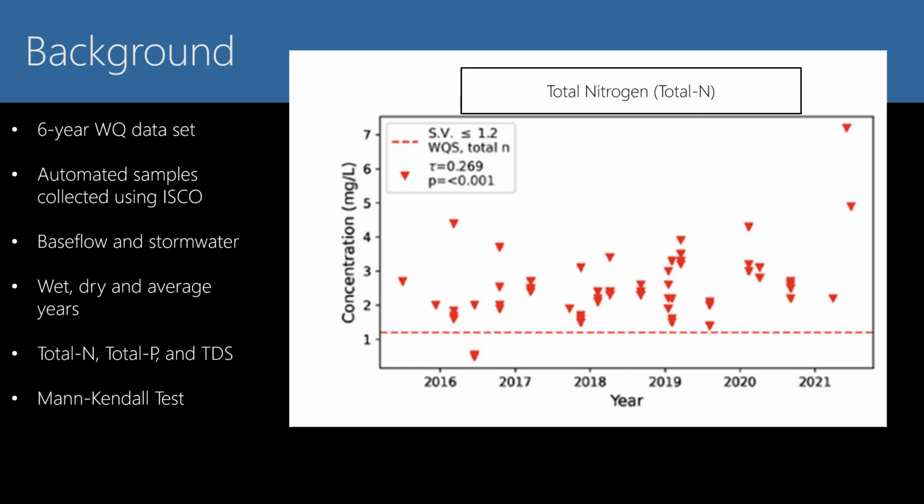Base flow was also sampled using automated samplers and collected samples on an hourly basis and composited into 6-hour periods over a 24-hour time. We then applied a Mann-Kendall statistical test to evaluate presence, strength, and significance of any trend that we detect. We found a significant, moderate, and increasing trend in these data, essentially showing that nitrogen was increasing over time.